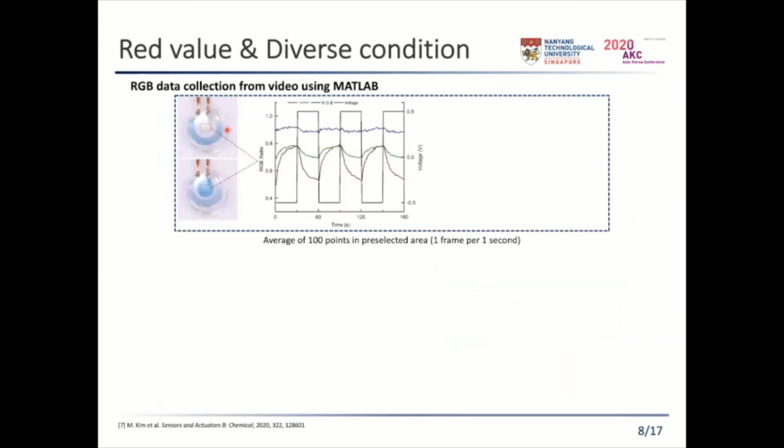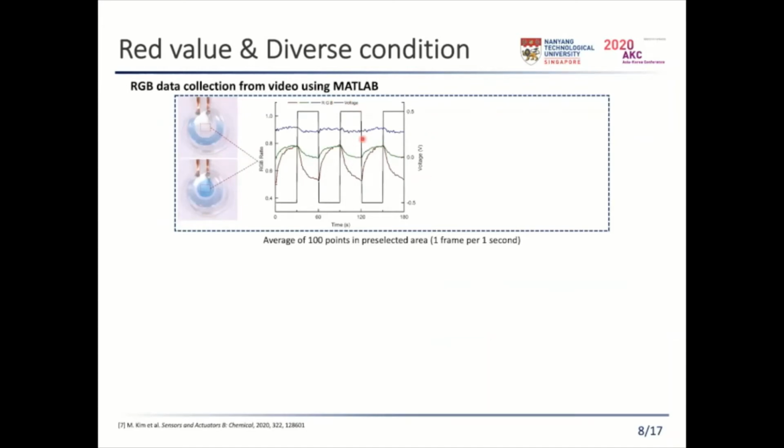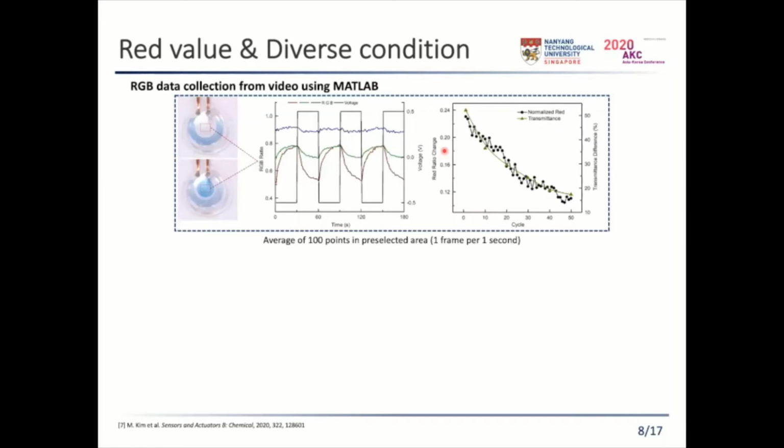For getting RGB data from the video, one frame was saved per each second, and then RGB data of a pre-selected area were collected. The graph showed the average value of 100 points per each second. And the red value changes 3 times more than the green and blue values, and the tendency of decrease in red value during color change was similar to the decrease of the transmittance. So it is reasonable to use the red value in the optical image to represent the color change instead of transmittance.